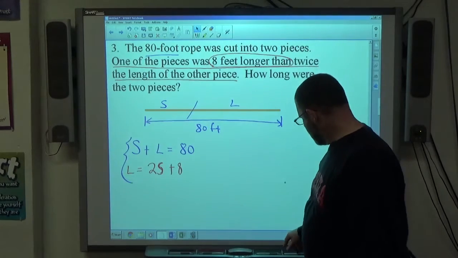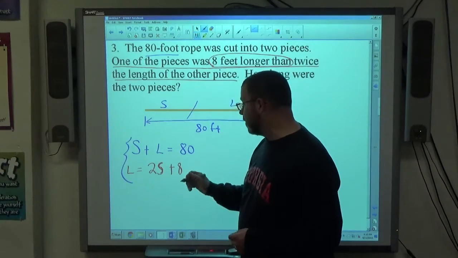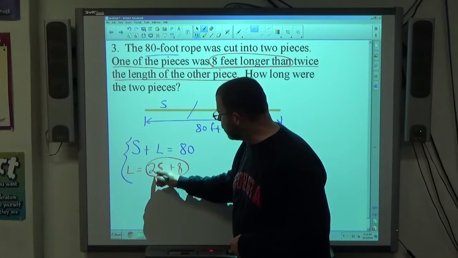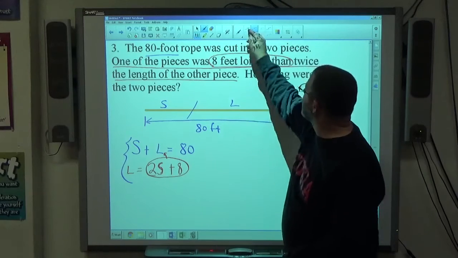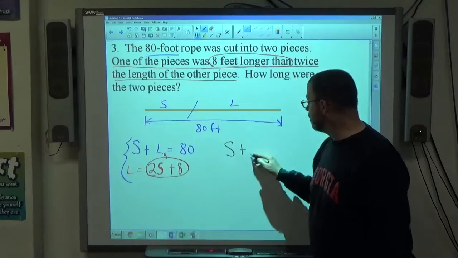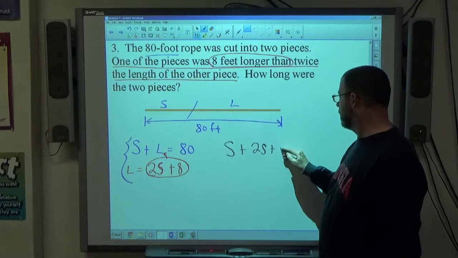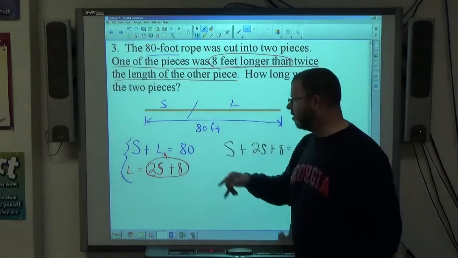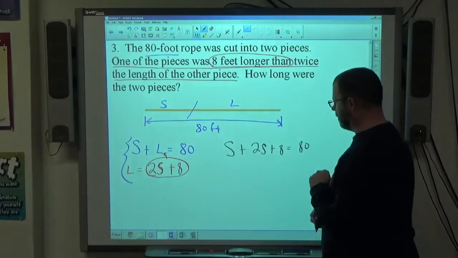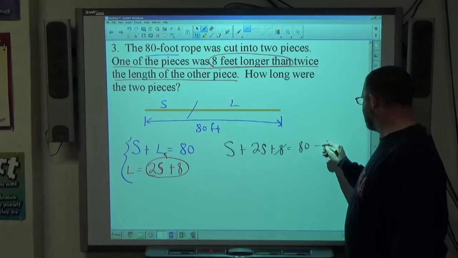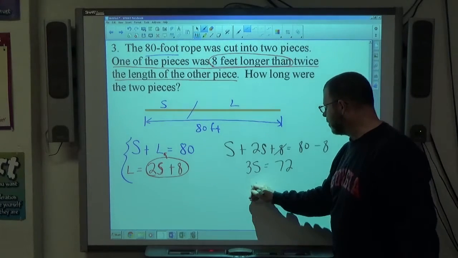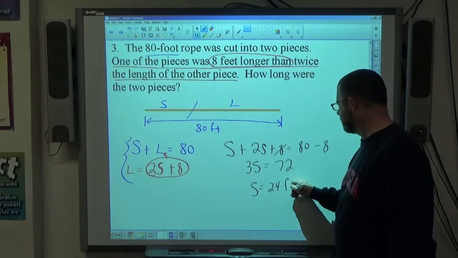There's two equations. Now, at this point, looking at the structure of this system of equations, this is set up better for substitution. 2s plus 8 equals L. I put that right there. So my top equation becomes S, which didn't change, plus L, which is changing to 2s plus 8, should equal 80, which doesn't change. So S plus L, this new expression, equals 80. Move the 8 to the other side. That gets me 3s on the left is equal to 72 on the right. Divide both sides by 3. I get s equals 24 feet.